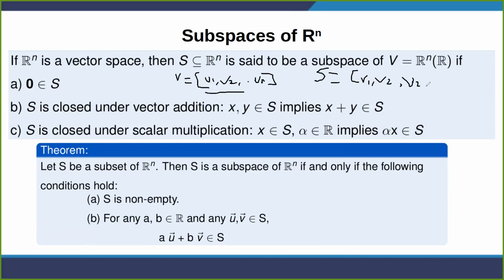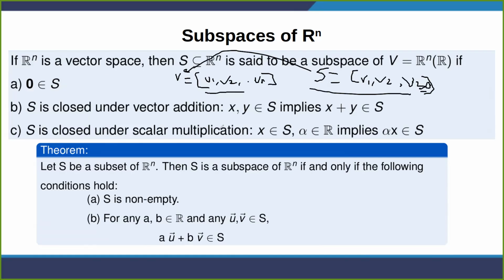We say this is a subspace of V. Why? Because it follows three things. 0 is a part of S. If you add 0 or subtract 0, the answer will be the same. You will get the same number of vectors here because 0 doesn't have any value. So 0 belongs to this subset S.